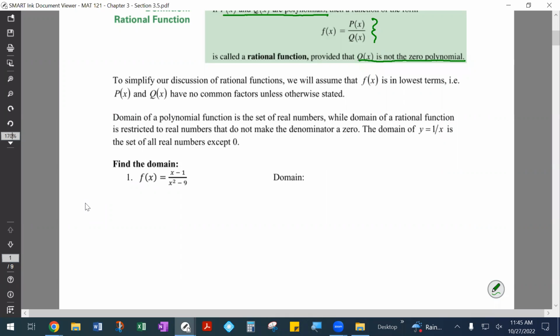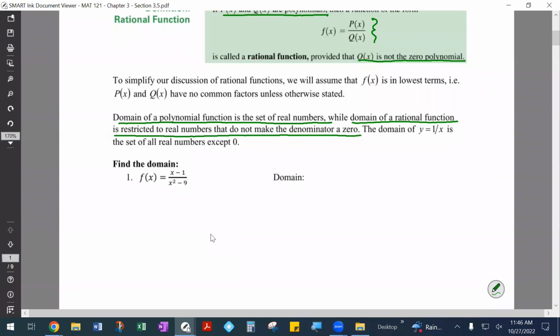Remember, for polynomial functions, we said the domain was all real numbers. Even though these are polynomial functions, when put in the rational function format, that is not going to be true here because you have something in the denominator. As long as you have your x variable in the denominator, there will be some number which makes your denominator 0, which means that is the number you have to exclude from your domain. So the domain of your rational function is restricted to real numbers that do not make your denominator 0.